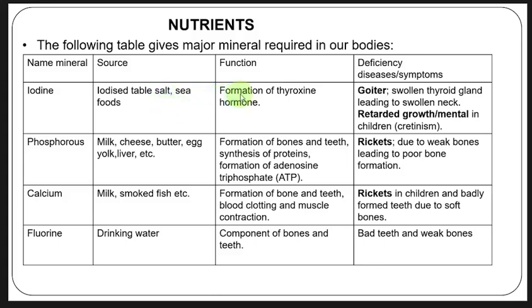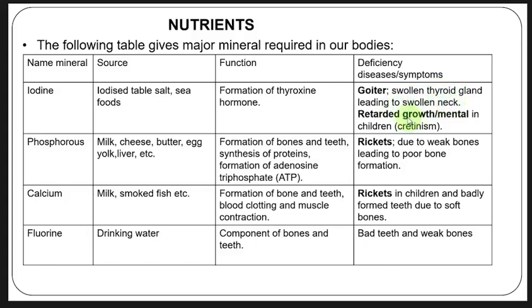And its function is in the formation of the thyroxine hormone. So the thyroxine hormone is a hormone that helps in the development of our body, in growth and coordination of our body. And lack of iodine causes a disease called goiter. And the symptom of goiter is that one will have a swollen thyroid gland leading to a swollen neck.